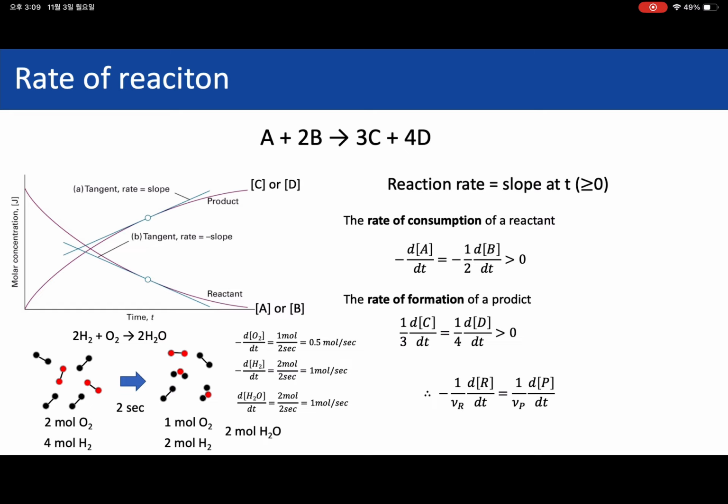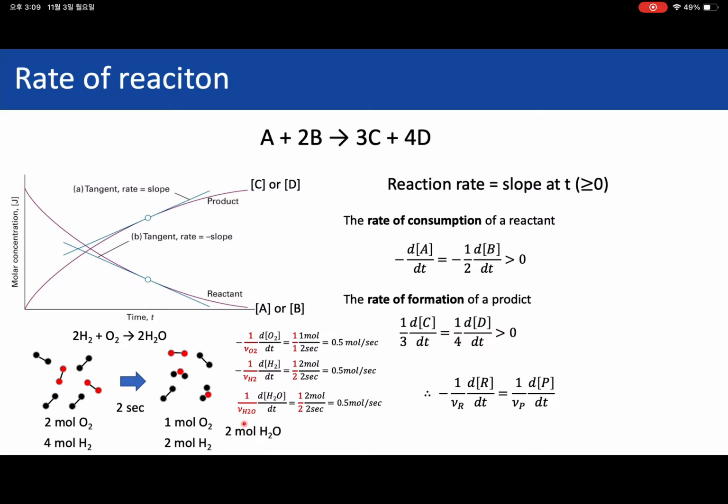So if we consider the stoichiometric coefficient, then we have 1 over nu O2, which is the stoichiometric coefficient of oxygen. So it's 1 over 1, then it's the same, 0.5 mole. However, for hydrogen, the stoichiometric coefficient is 2, then we'll have a 1 over 2 factor here. So we have 0.5 mole per second.